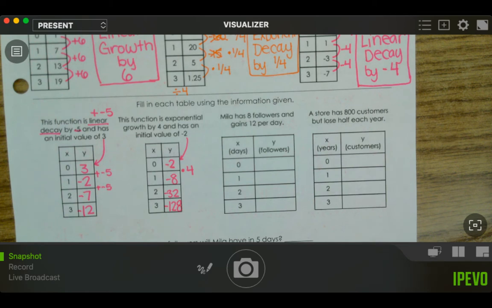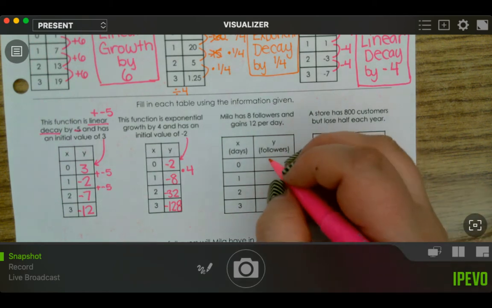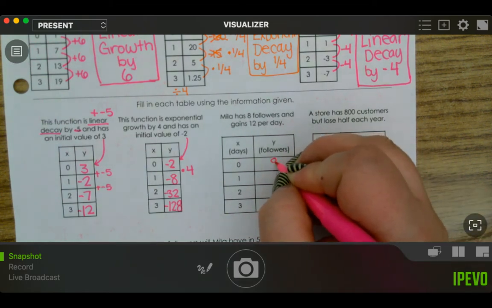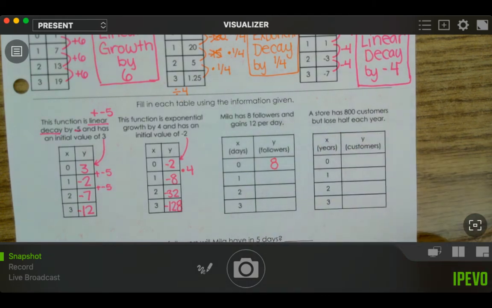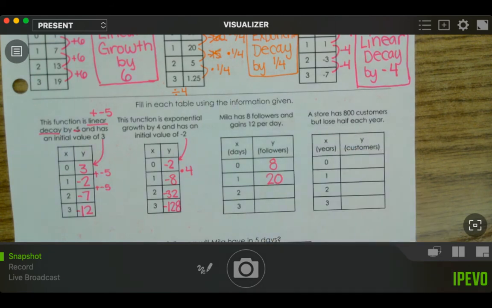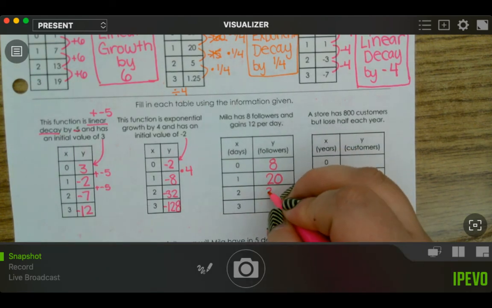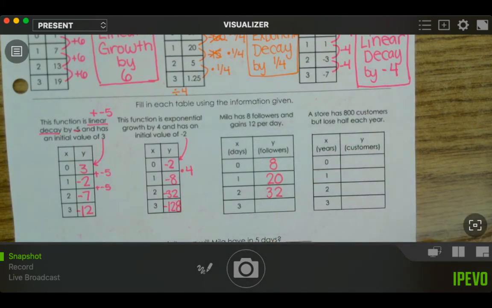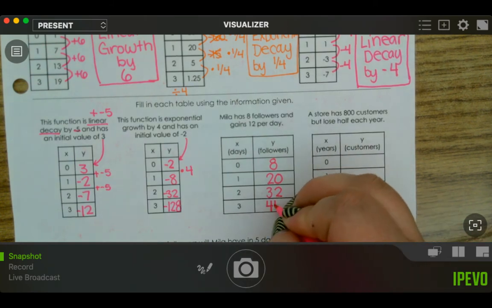Then it says Mila has 8 followers and gains 12 per day. 8 followers is how much she starts with, so that's going to be where we start our table. And then it says she gains 12 per day. That means you're just adding 12. So if she had 8 the first day, she gains 12, now she has 20. She has 20, she gains 12 more, now she has 32. She has 32, she gains 12, now she has 44.